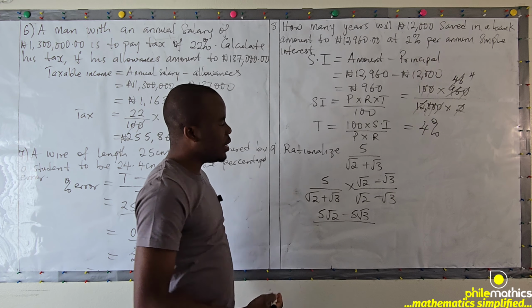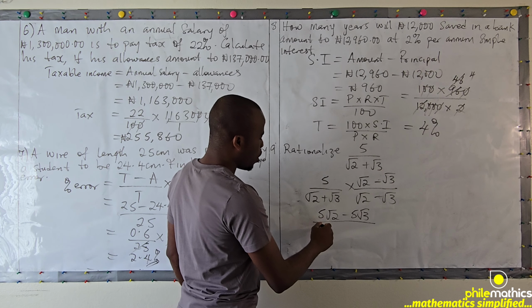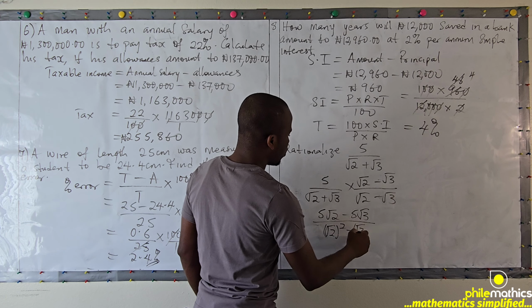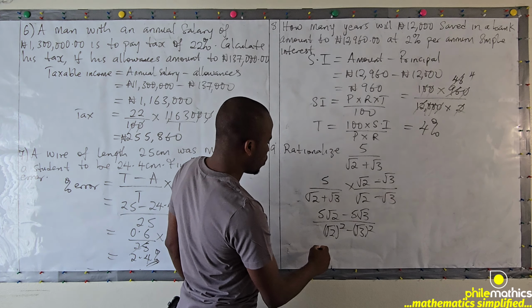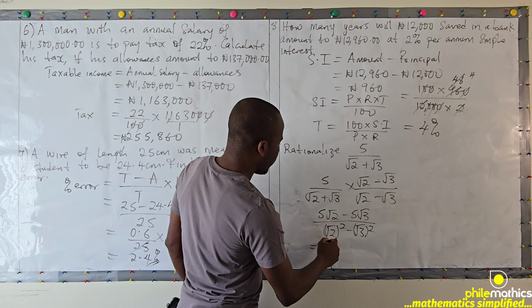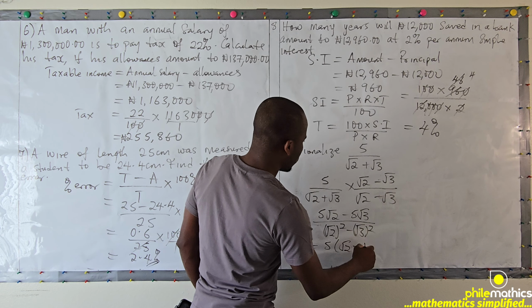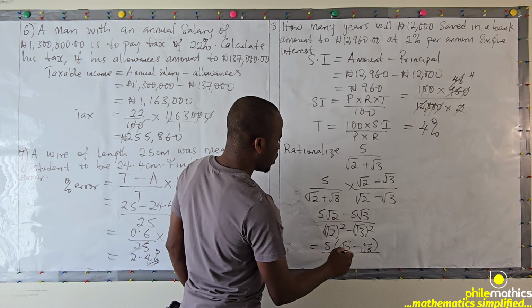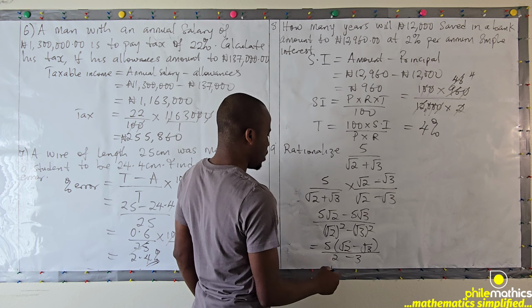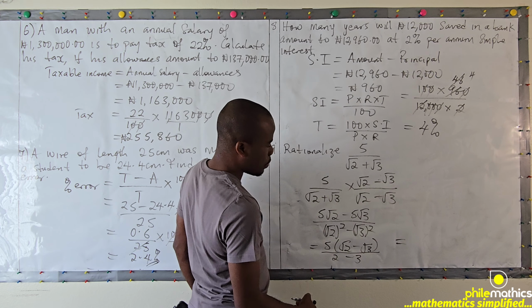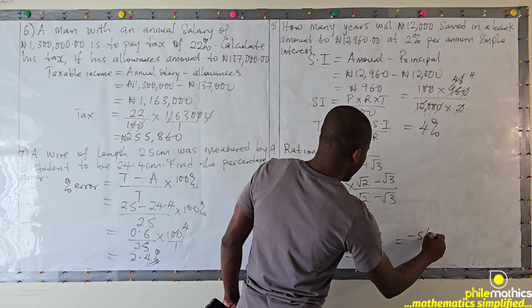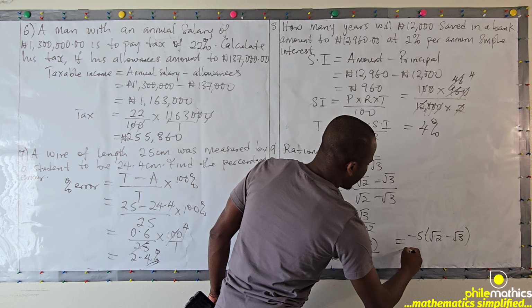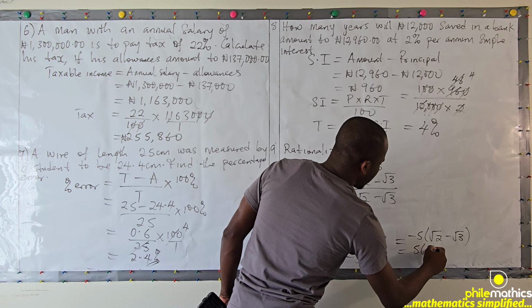At the denominator, we see a difference of two squares. And from difference of two squares, we know that this is root 2 squared minus root 3 squared. We can just leave the 5 outside: 5 times root 2 minus root 3. Root 2 squared is 2. Root 3 squared is 3. And our final answer is simply 2 minus 3, which is minus 1. Simply minus 5 times root 2 minus root 3. Or you can take the minus inside to be 5 times root 3 minus root 2.